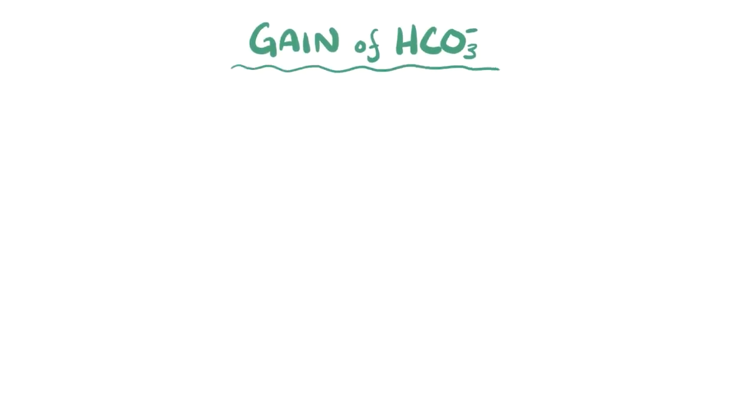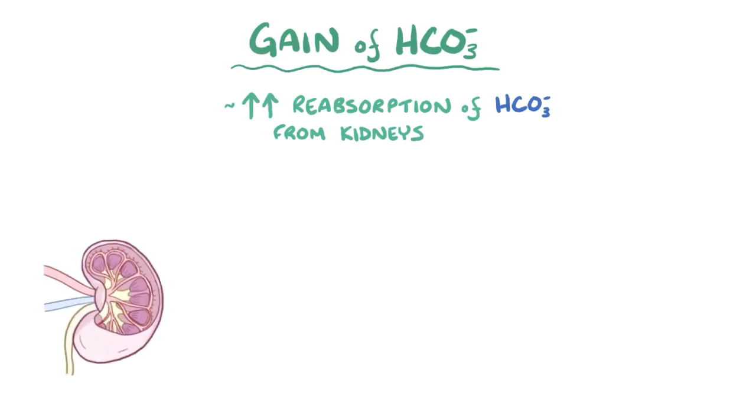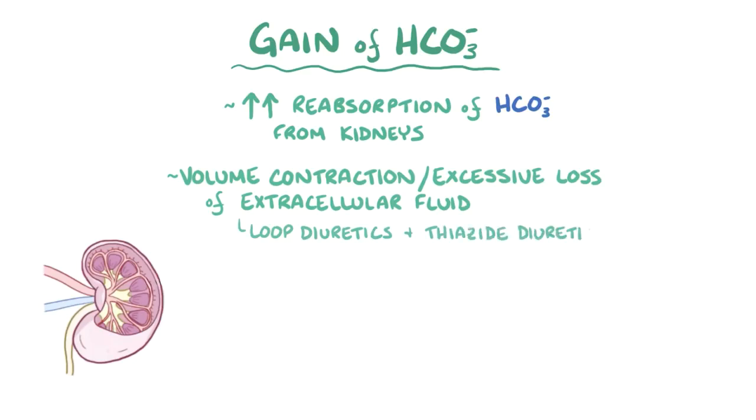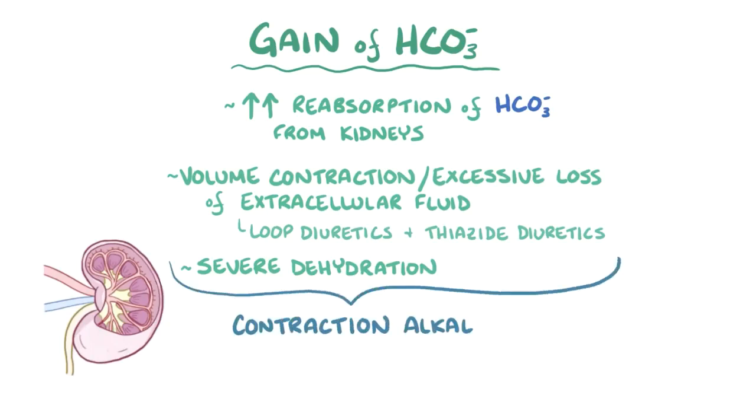Now, the second cause, a primary gain of bicarbonate, is usually caused by an increased reabsorption of bicarbonate from the kidneys. There are various things that could stimulate the kidneys to do this. One of them is volume contraction, or excessive loss of extracellular fluid, which can happen with loop diuretics and thiazide diuretics, as well as in cases of severe dehydration. The resulting alkalosis is called a contraction alkalosis. Sometimes dehydration happens in combination with other causes of metabolic alkalosis, like prolonged vomiting.